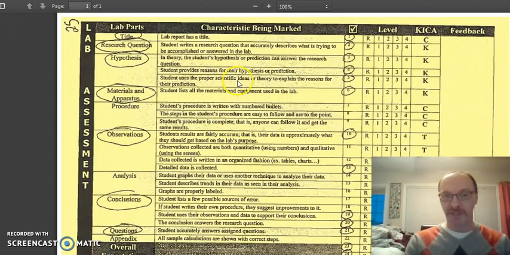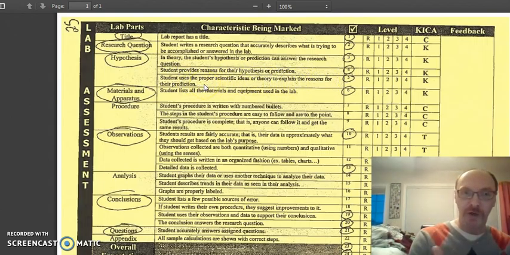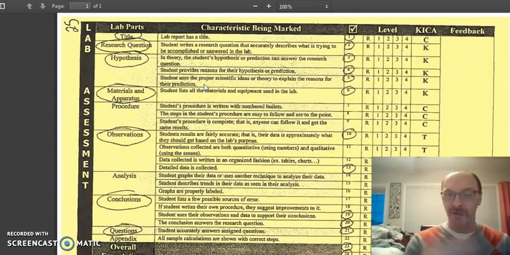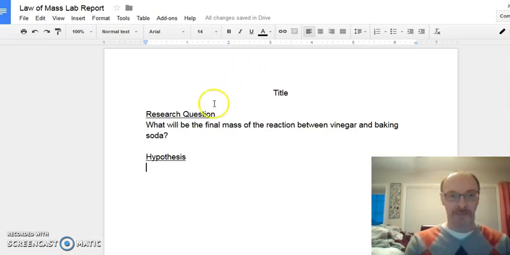Student uses the proper scientific ideas or theory to explain the reasons for their prediction. So again, if you're drawing on the law of conservation of mass, that particular idea, and you're referring to it in your short paragraph for your hypothesis, then you should get a decent mark for that particular expectation. Now the next part is materials and apparatus.